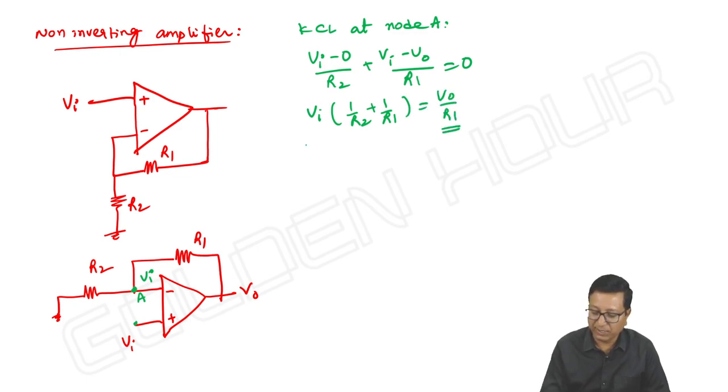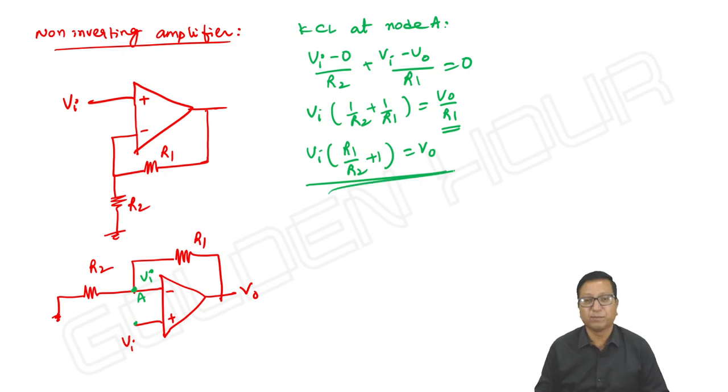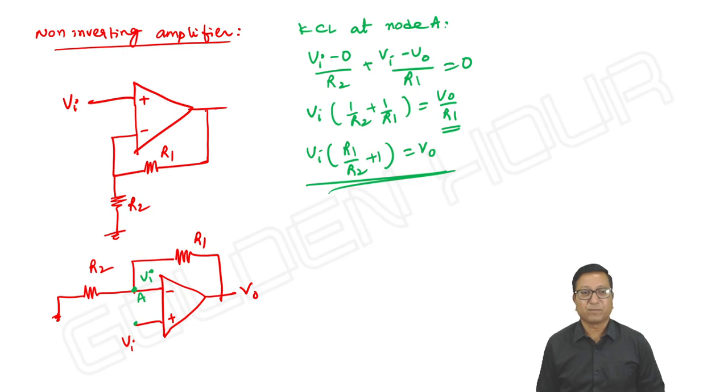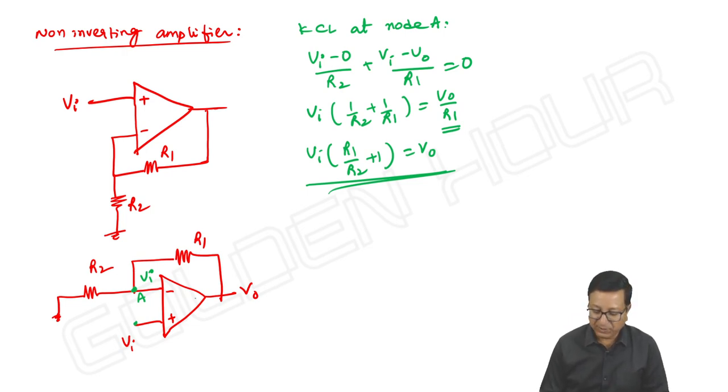Bring this R1 to the right hand side. So Vi into R1 by R2 plus 1 is equal to V output. It is as simple as that. Apply virtual short and take the node equation. We got the result. Okay, very simple. And in this case, is it possible to say V output is equal to voltage across R1? Absolutely not. Because this terminal is not virtually connected to ground. Okay, here it is virtually connected to Vi, but not to ground.